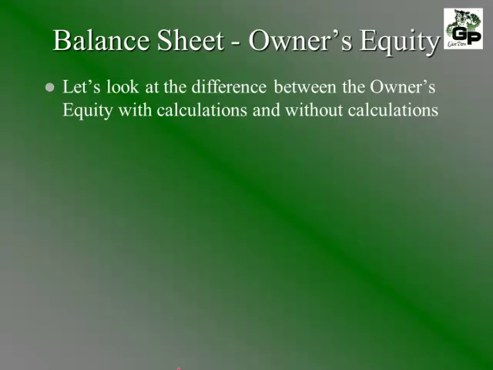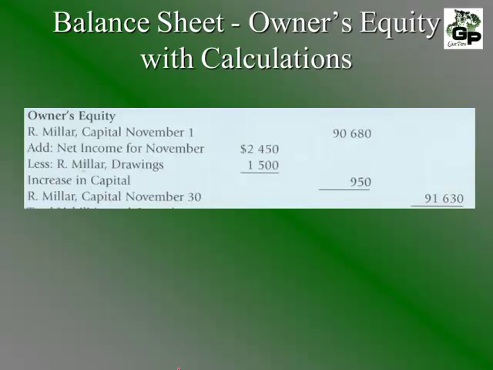Let's look at the difference between the owner's equity with calculations and without calculations on the balance sheet. Here's the balance sheet showing the owner's equity with calculations. So you can see we've got the beginning balance, we've got any net income, we've got any drawings, we have the increase or decrease, and then we have the final amount at the end of the accounting period.